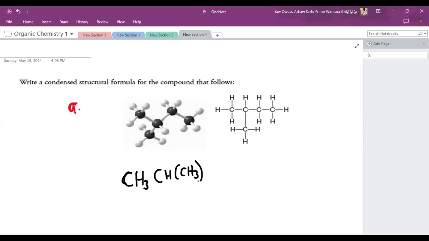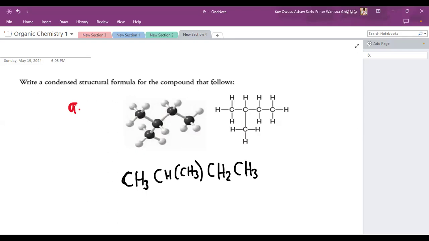And then the third one is surrounded by 2 hydrogens. So third carbon, this is 2 hydrogens, then the last one, 3 hydrogens. So we can see from the dash formula, the first carbon is surrounded by 3 hydrogens, that's CH3. So that's the CH3 here.